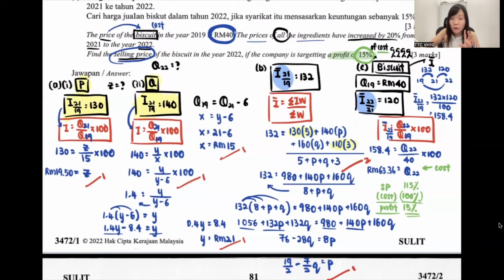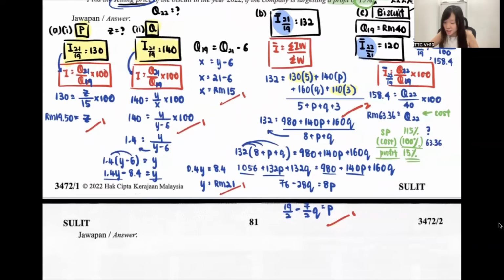Look, so now you want to find the 115%. And then you know the cost. The cost is what? The cost is 63 ringgit 30 cents. Isn't it that one is the one that you have? So how do you guys do it?